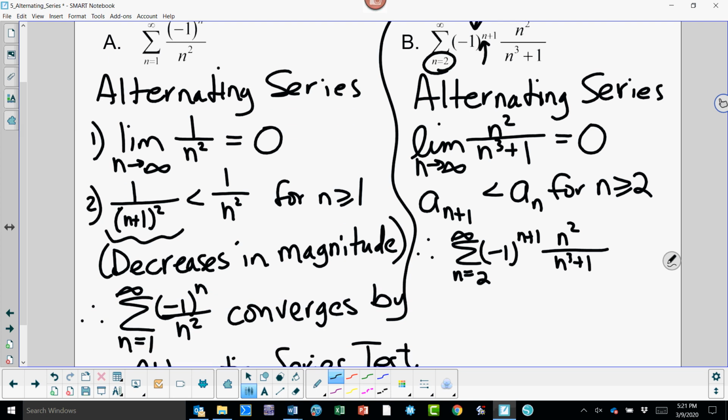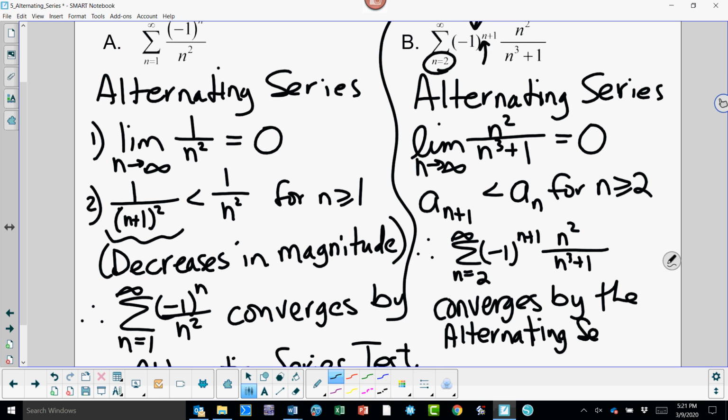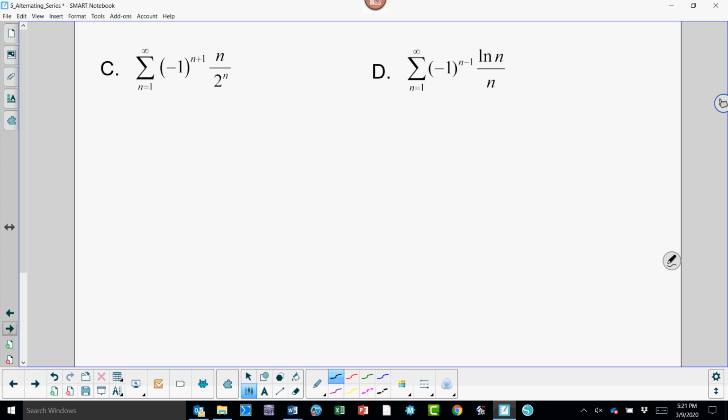converges by the alternating series test. Do not abbreviate, no matter how many places you read it, how many people tell you you can do it. Even if the answer key abbreviates, ignore it. Do not abbreviate, okay? So say alternating series test. And always give the reason. Always, always, always.